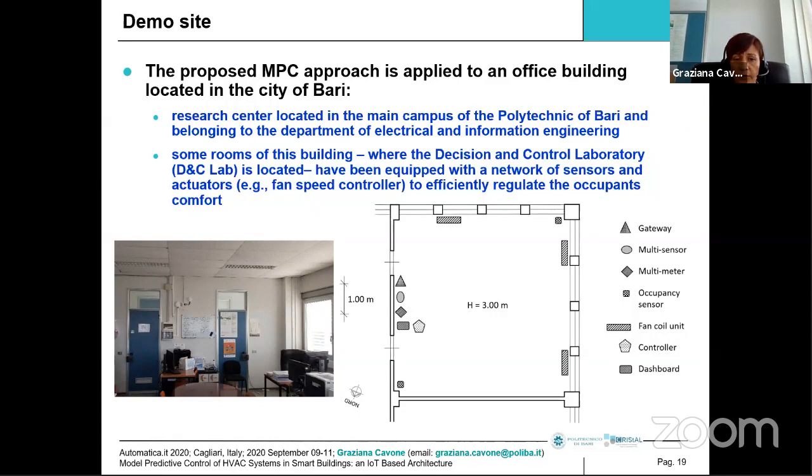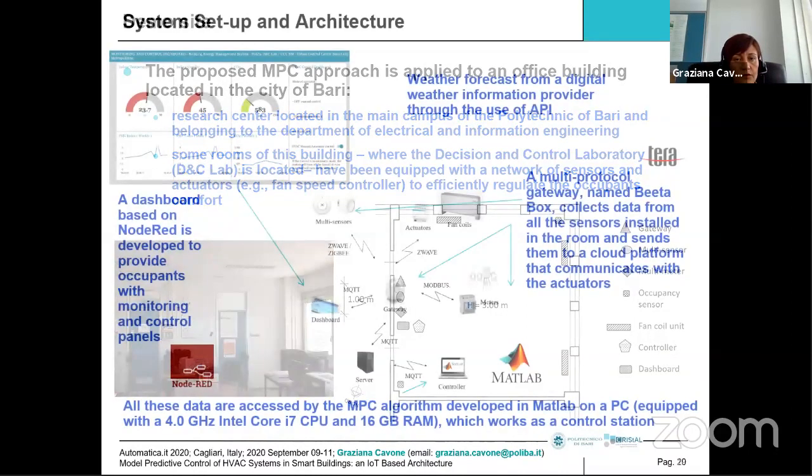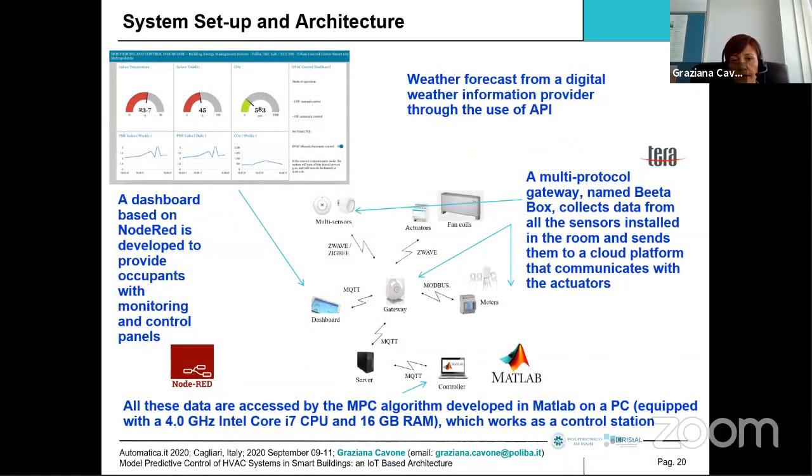In the slide, you can see both a picture of one of the rooms of the lab and also the positioning of the devices inside of the room. As you can see, we have the gateway, the multi-sensors, multimeter, occupancy sensors, fan coil unit, controller, and dashboard. So this is the system setup and architecture.